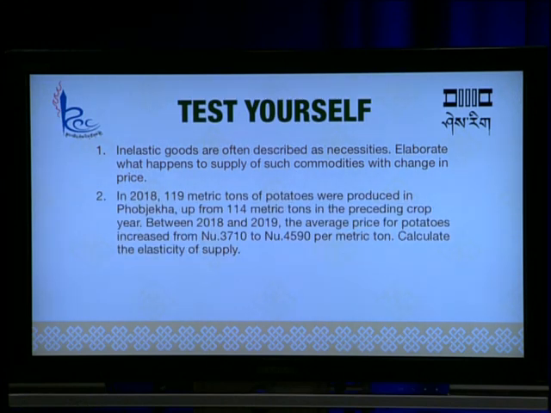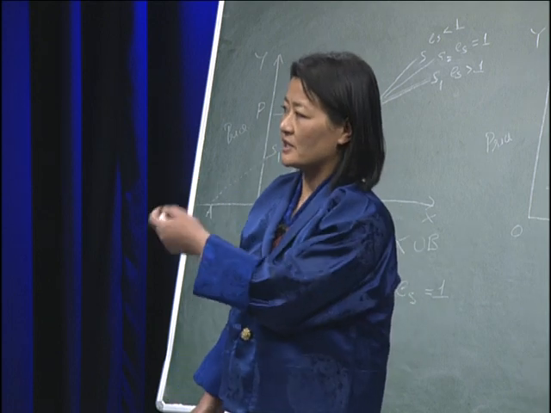Now the second question that I have for you is, in 2018, 119 metric tons of potatoes were produced in Phobjikha, up from 114 metric tons in the preceding crop year. Between 2018 and 19, the average price of potatoes increased from 3,710 to 4,590 per metric ton. Now, you have to calculate elasticity for this.